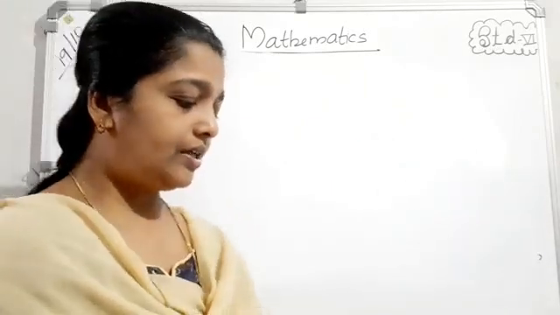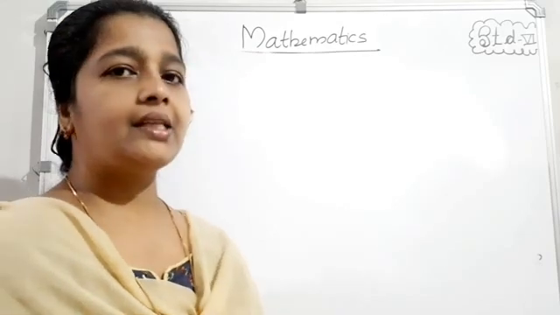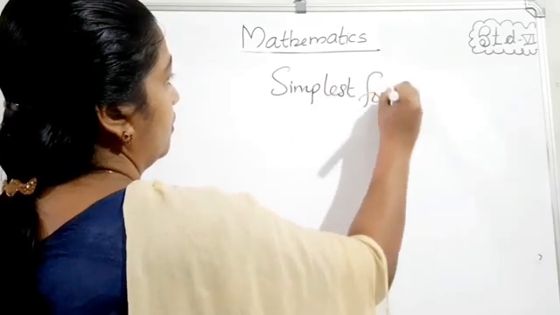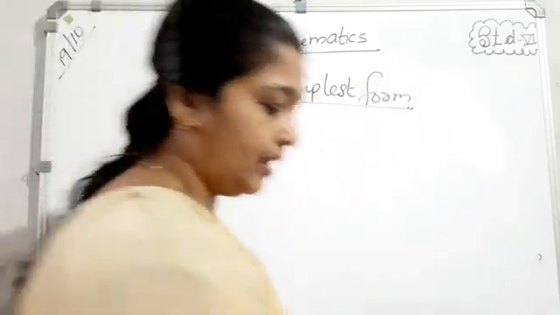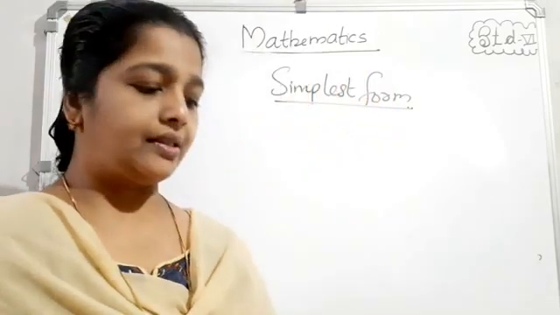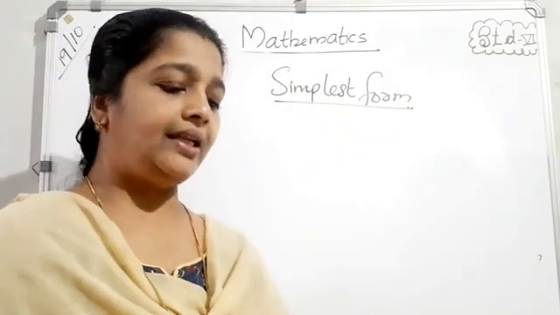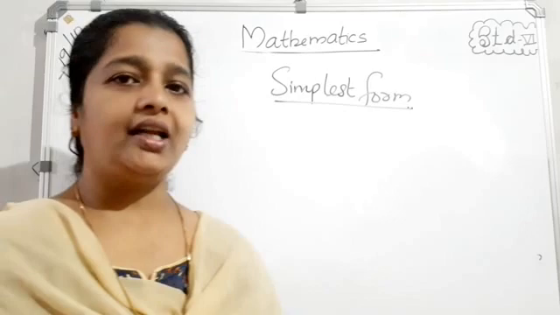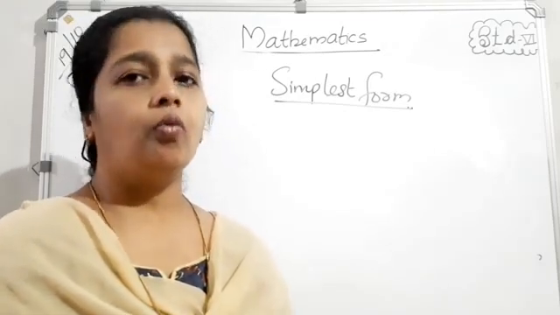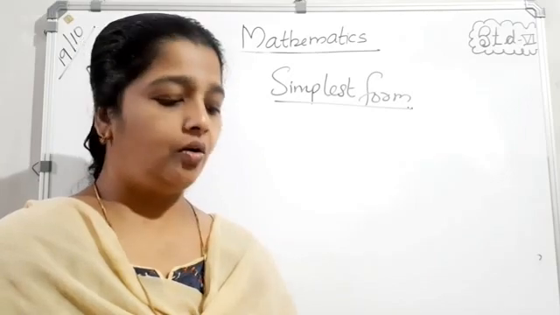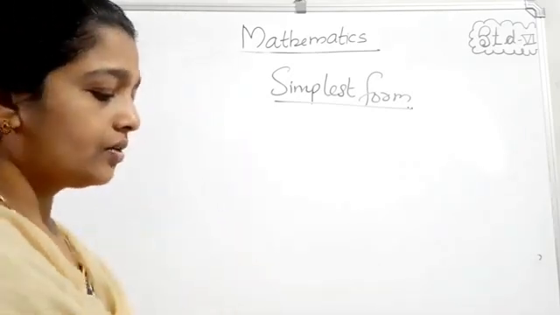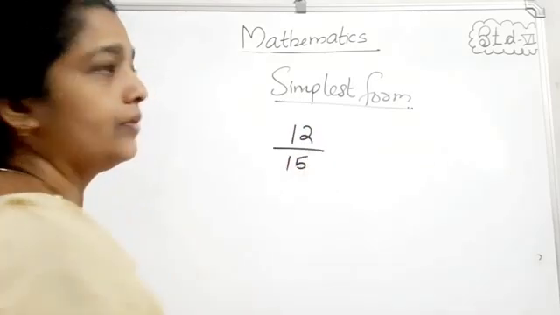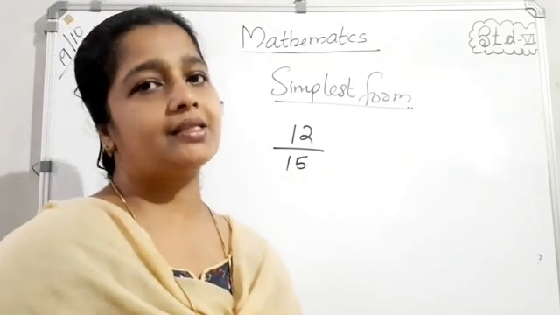Next, we have already studied that portion, that is, what is the simplest form. What is the simplest form? A fraction is said to be in the simplest or lowest form if its numerator and denominator have no common factor except 1. So, we can take the questions. Question number 1. First, we can go through a simple question. 12 by 15. We want to find the simplest form.